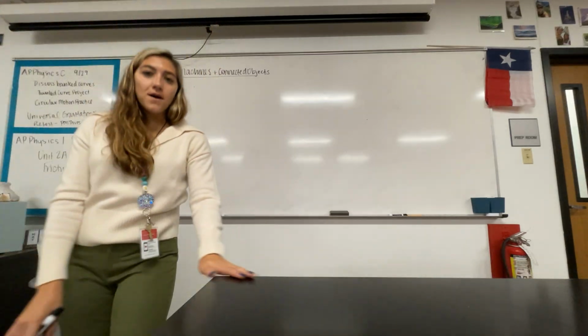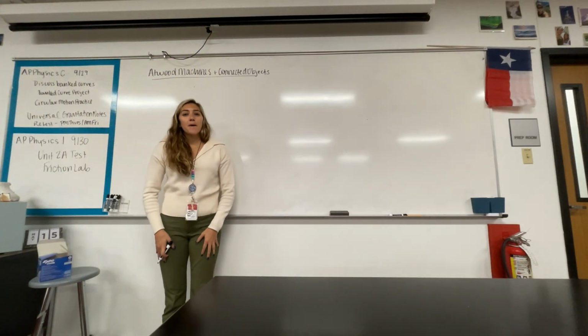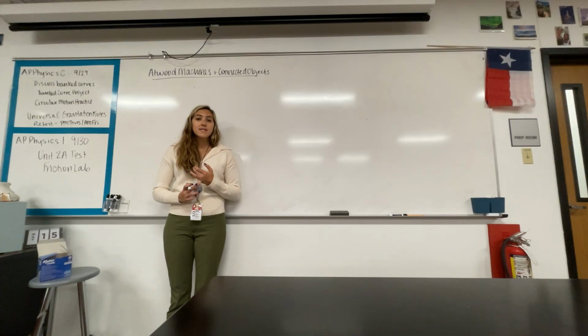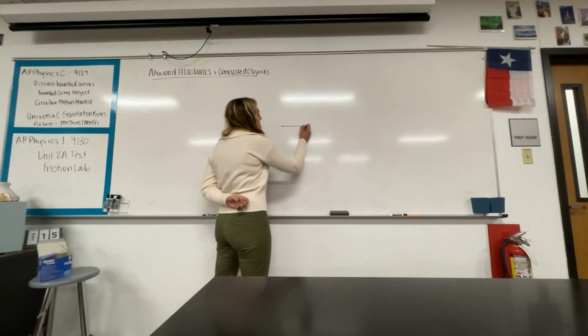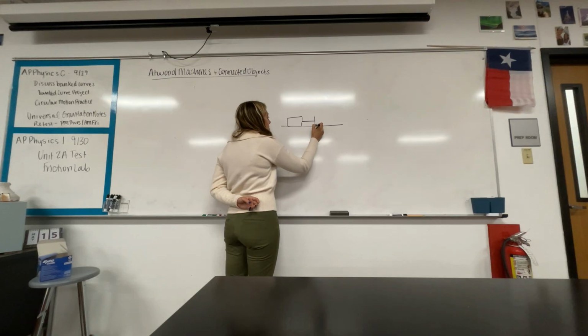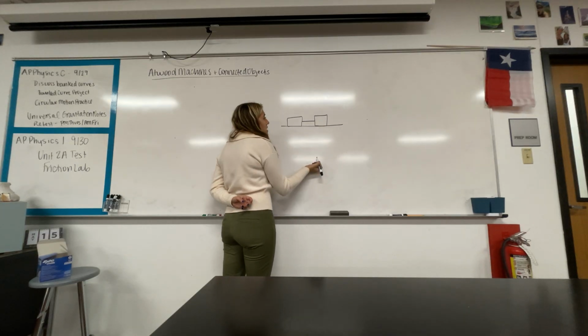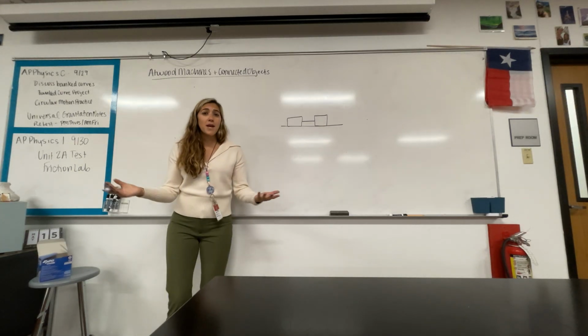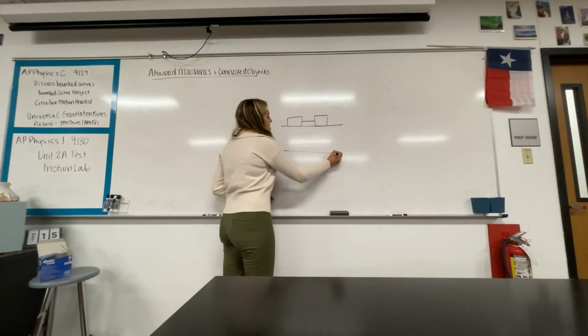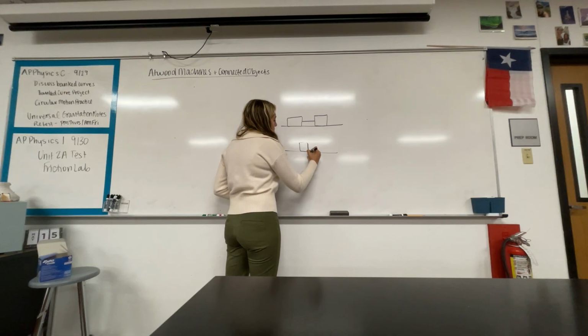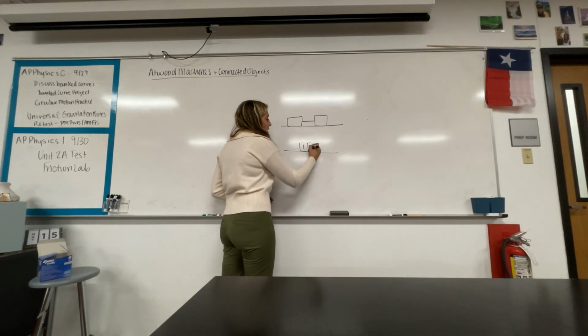All right, welcome back. Today we're going to be talking about things called Atwood machines, but really what these actually are is connected objects. So the scenario where two objects are connected by a string to each other. They could be connected by a string, they could just be touching each other and pushing each other. So like this, two objects right next to each other, that would be 1 and 2.